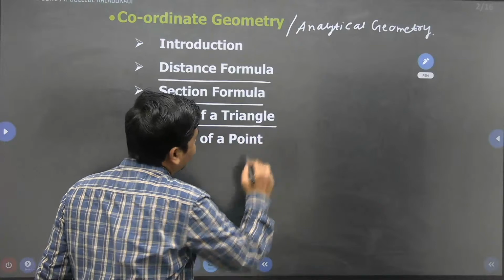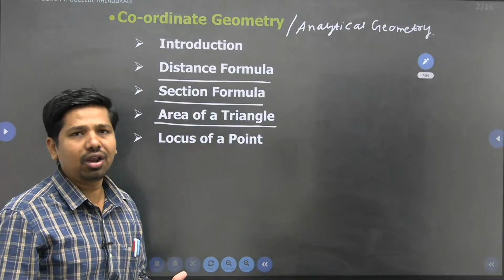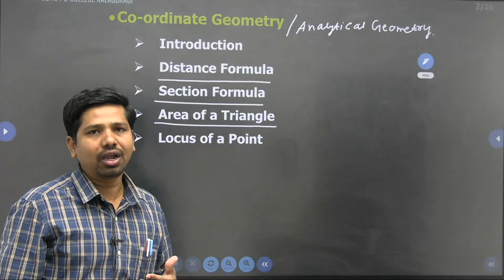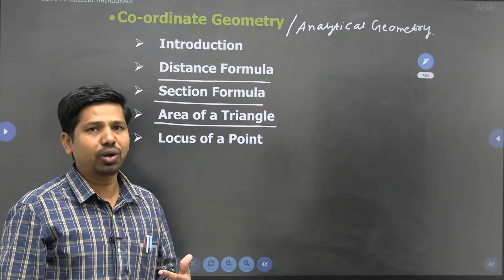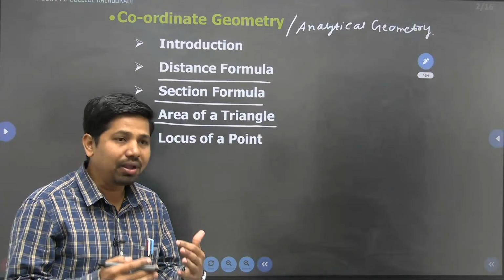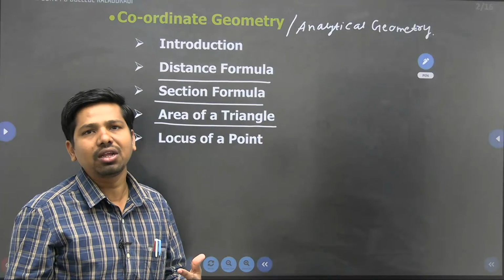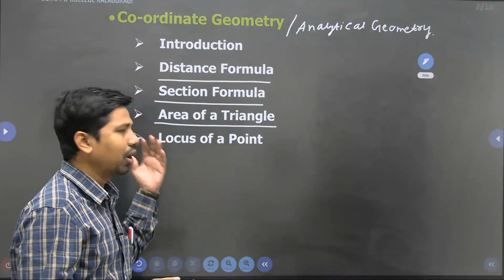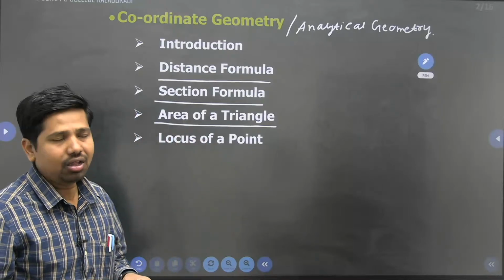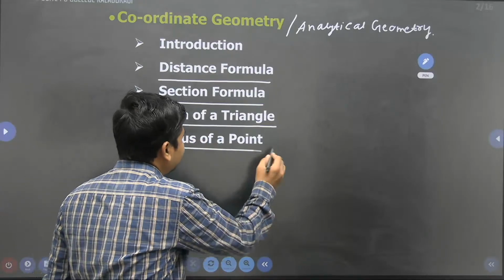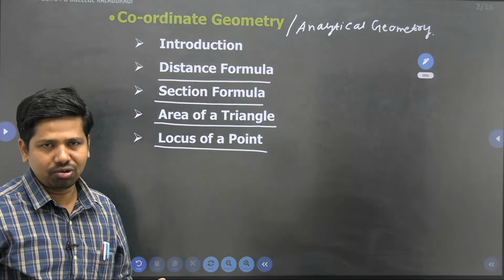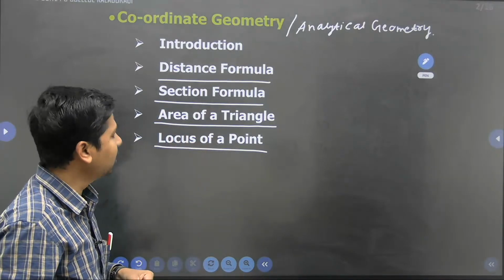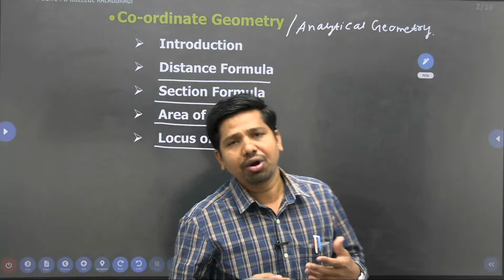Next is the area of a triangle, how to find the area of a triangle if ABC is a triangle whose vertices are x1, y1, x2, y2, and x3, y3, not base and height. If base and height are given, you can calculate the area of a triangle by half into base into height, right? But here we see how to find the area of a triangle from its vertices. And the last new concept is called the locus of a point. These are the contents we are studying in analytical geometry or coordinate geometry.